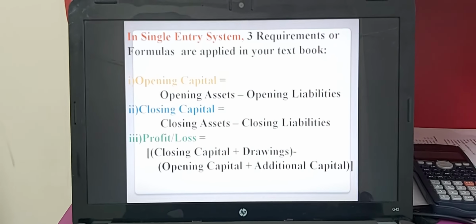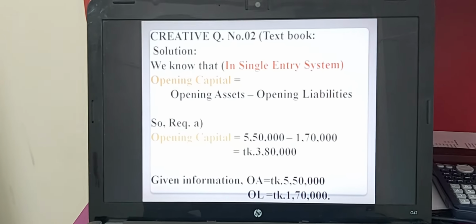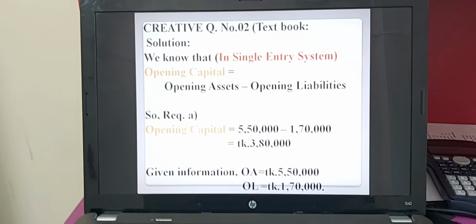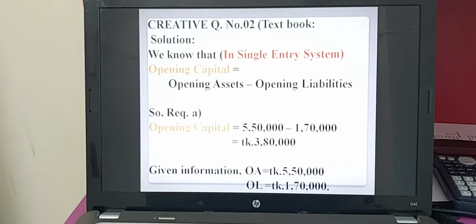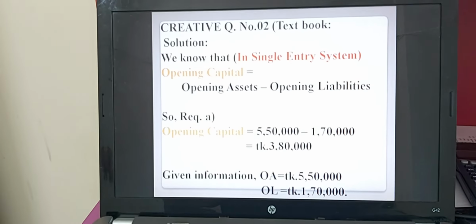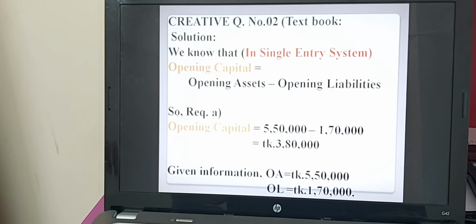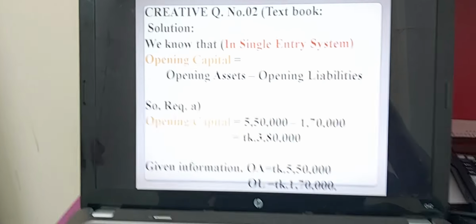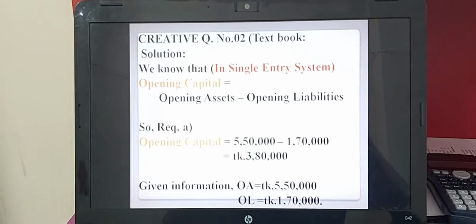Okay, now you can take your copy and write down the solution of creative question number 2. Question A. Opening capital. We know that in single entry system, opening capital is equal to opening assets minus opening liabilities.